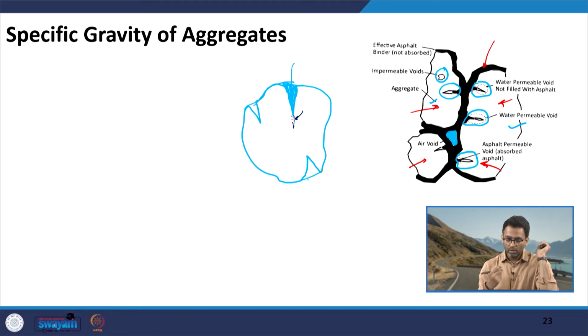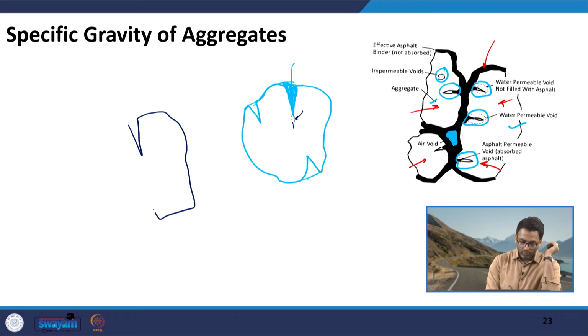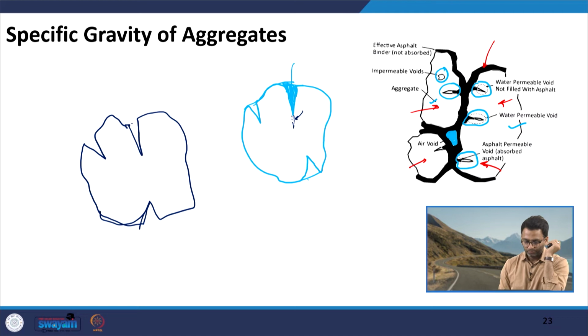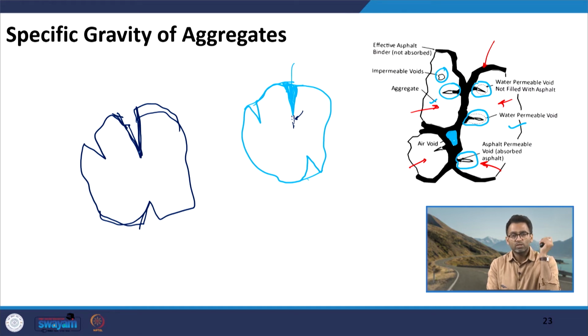I will try to explain it again in another way, because I am talking about surface voids here. Let me draw another, similar aggregate particle. Let us say this is the aggregate particle. Now, I said that this is a water permeable void here. But not necessarily is this void permeable to other types of oils or other liquid materials. Because my discussion is about bituminous mixture, let us say bitumen.